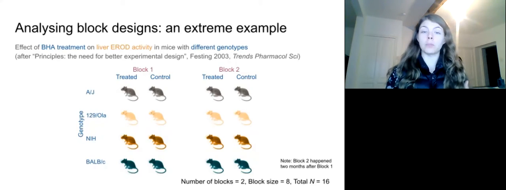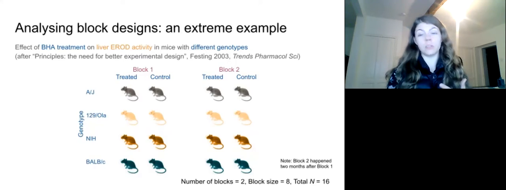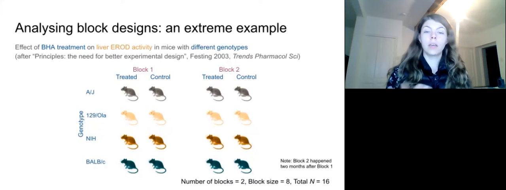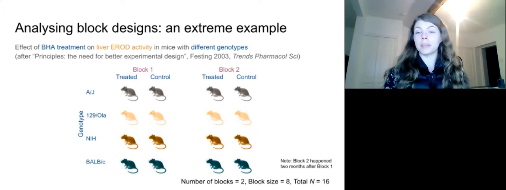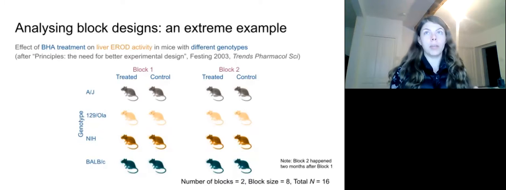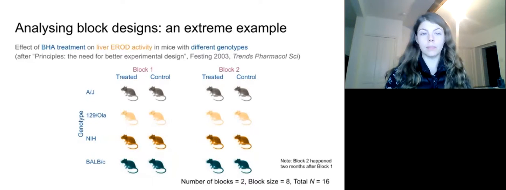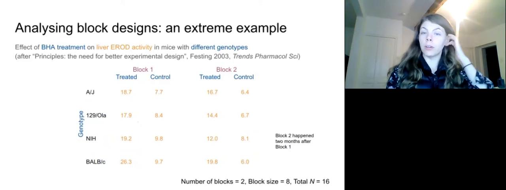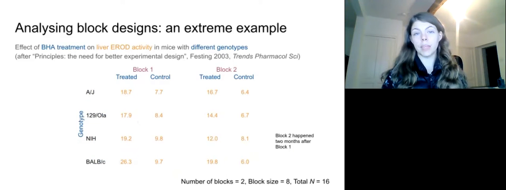The first block of mice was measured, and then subsequently 2 months later, the second block of mice of the same size was measured. So in total, that makes 16 mice were used. And this is an example of a randomized complete block design because all factor level combinations appear in each block, albeit only once. These are the values for the liver EROD activity for each mouse. Can we do a reasonable analysis with such little data? Let's find out.